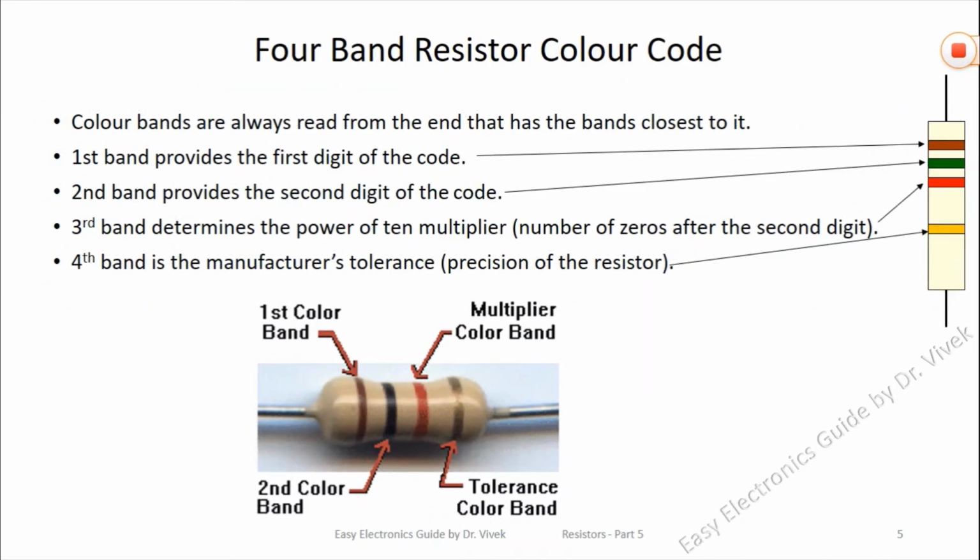In 4-band color code, the first and second bands represent the first and second digits respectively. Third band specifies the number of zeros after the second digit to get the resistance value. The last fourth band is tolerance.